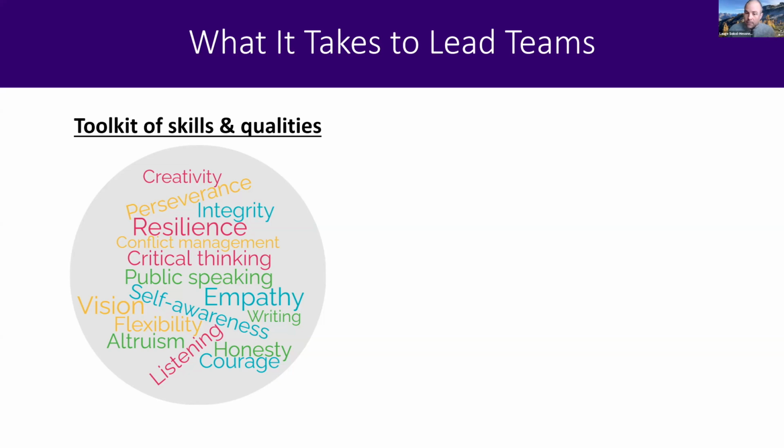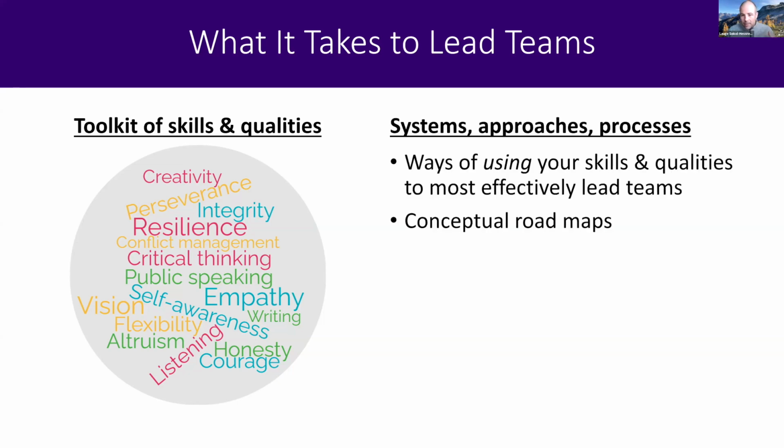We all need a toolkit. It's really important to develop those skills, and it never really ends, right? This is just part of our career, our professional development. We always can be better at a lot of these things. So we need that. But at the same time, I think we need some systems, processes, and approaches to actually apply those skills and qualities to most effectively lead teams. And that's really this idea of a conceptual roadmap. Some of what I'll share with you today are conceptual roadmaps to think about leadership, to think about teams, and try and meld all those things together. Hopefully that gives you some structure within which to use the skills and qualities that you develop simultaneously.